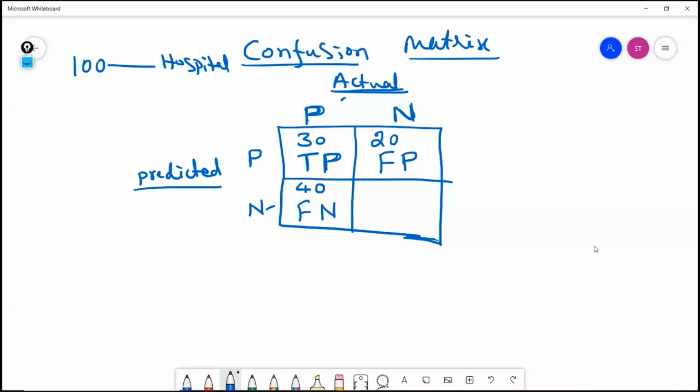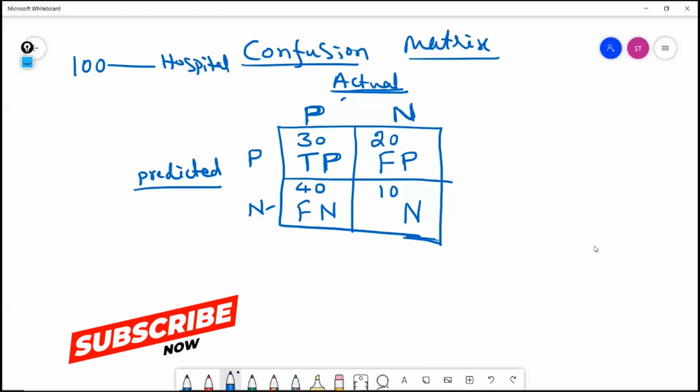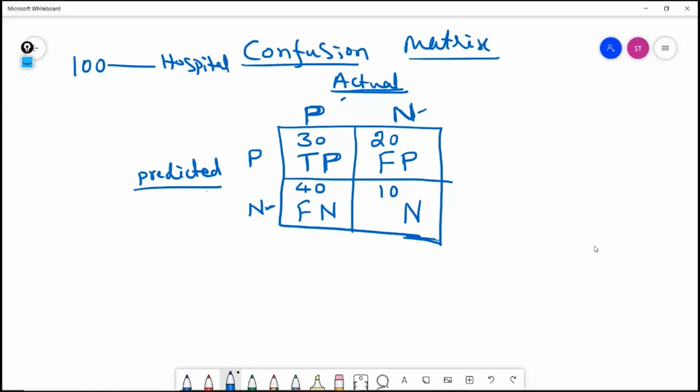Again, there is a prediction. Again, he says there is a negative of 10 people. But when I compared with the actual data, they are really negative. So it means that prediction and actual become true. Whatever they have predicted, it's true. So it is going to be a true negative. So here, let's understand this. True positive, false positive, false negative, and true negative.